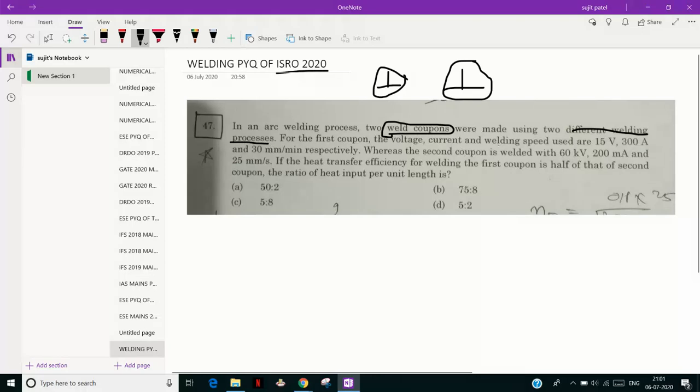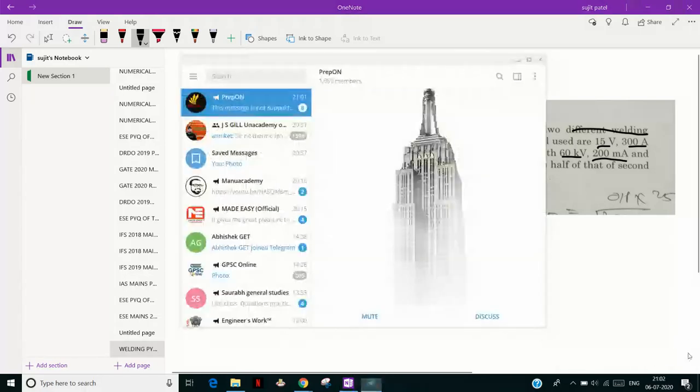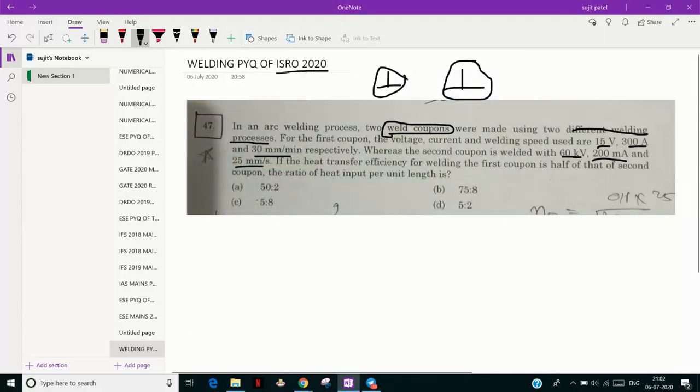For the first coupon, voltage, current and welding speed are given as 15 volt, 300 ampere and 30 per minute, whereas the second coupon is welded with 60 kilowatt and 200 milliampere, and the welding speed is 25 per second. If the heat transfer efficiency for the first coupon is half of the second coupon, then find the ratio of heat input per unit length.